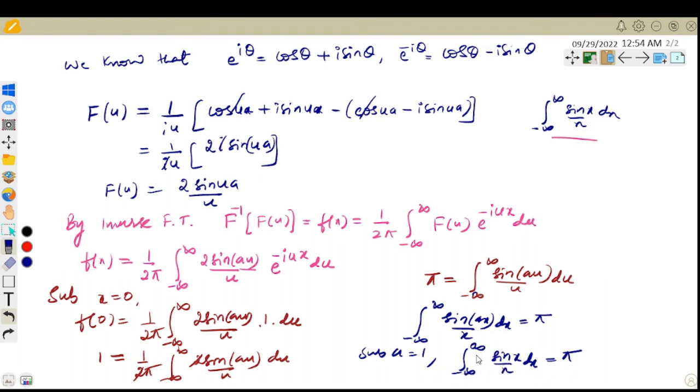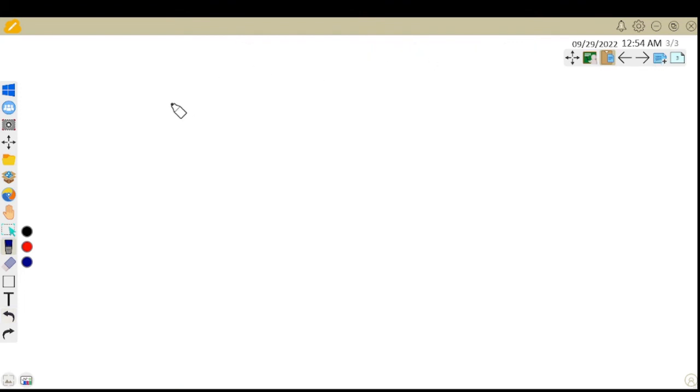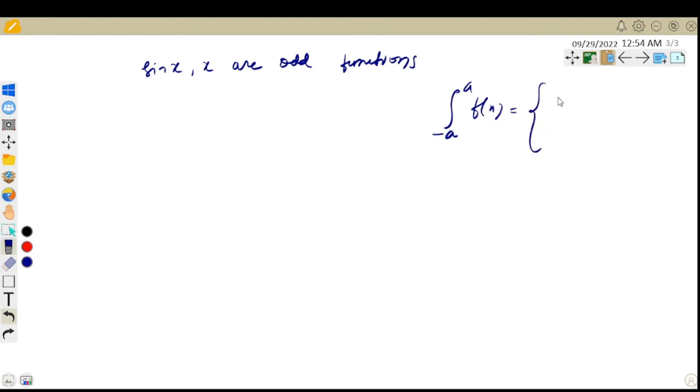Further, if you want to find the value for the integral from 0 to infinity, just look further. As you know, sin x and x are odd functions. And we know one of the properties of a definite integral: the integral from minus a to a of f of x is equal to 2 times the integral from 0 to a of f of x into dx, and the value is 0. The first one is for even, the second one is for odd. If sin x and x are odd functions, then odd function by odd function becomes an even function.